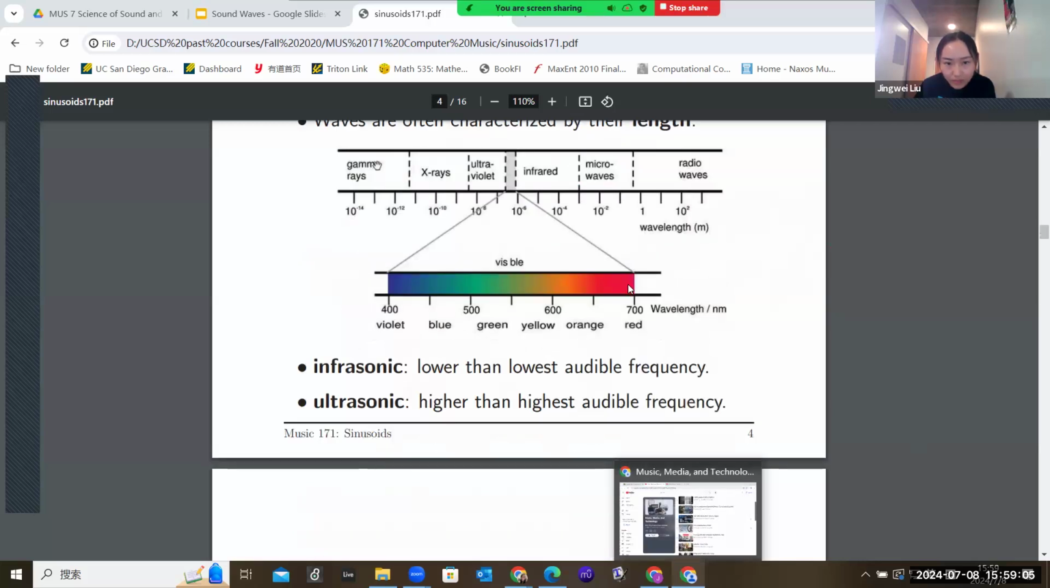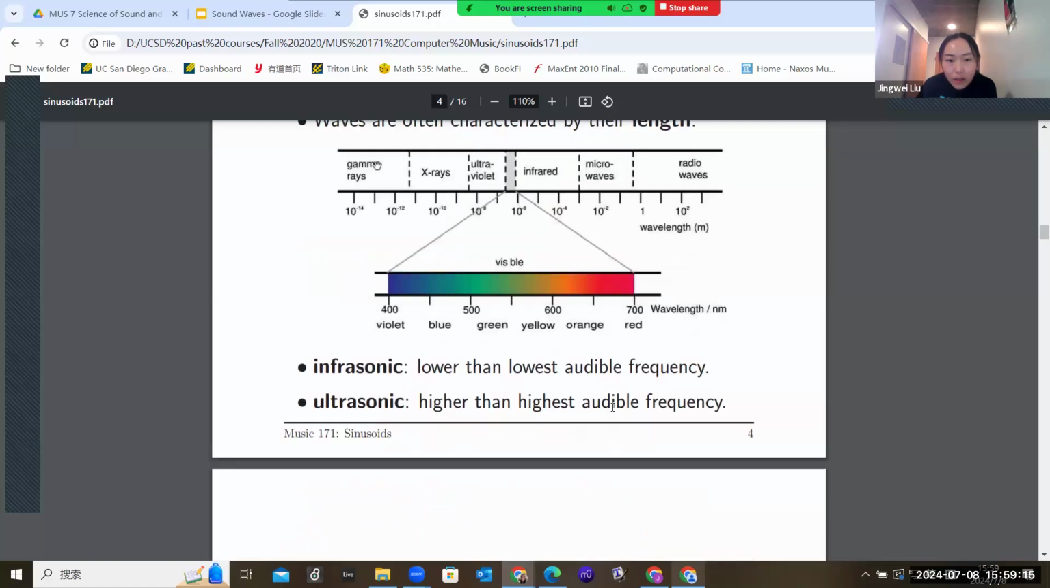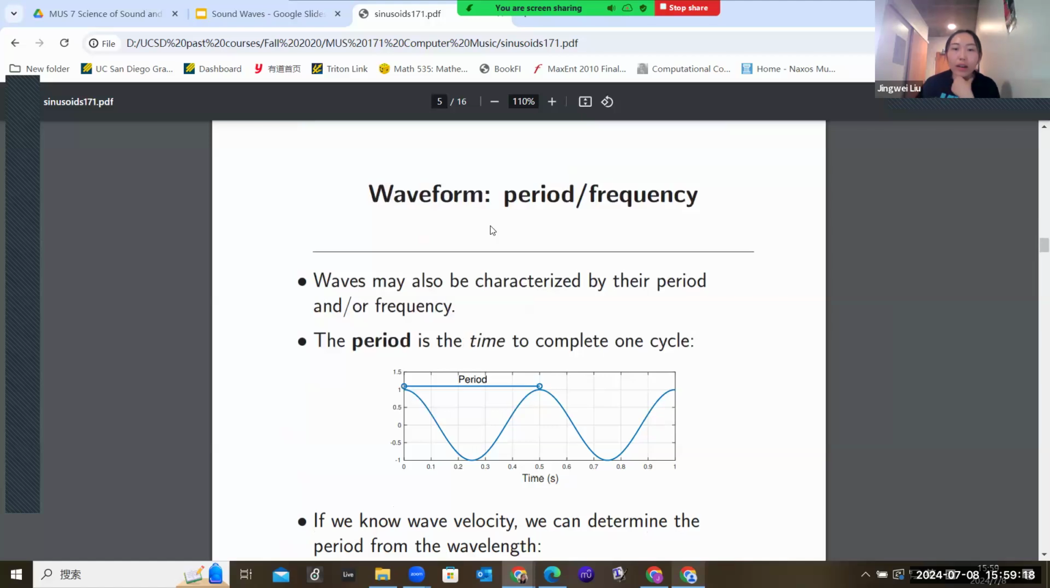Of these, there are infrasonic, lower than the lowest audible frequency, and ultrasonic. I don't know why it's given by the visible thing. Okay. So here it's more fundamental concept on the waveform, period and the frequency.